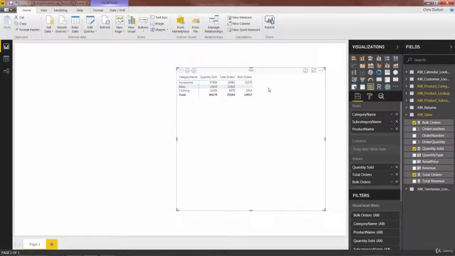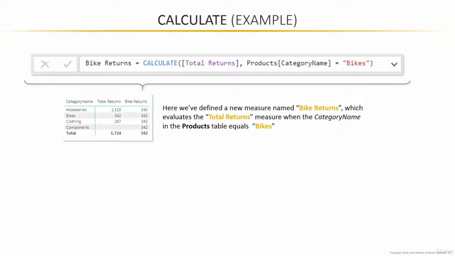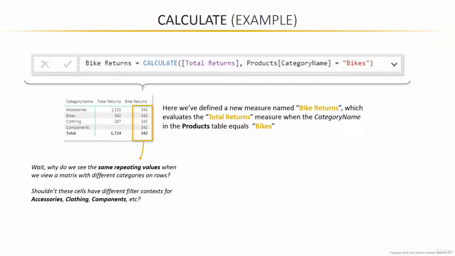calculate function. Now let's return back to the slides and drill in a little bit deeper into how this function's working. So let's look at a different example of calculate here. In this case, we've defined a new measure. We're calling it bike returns, which uses calculate to evaluate the total returns measure, but only when the category name from the product table is equal to bikes. And when you visualize this bike returns measure against your total returns, broken down by category names, you see something interesting taking place here, which is that you see the same repeating values in every single row for every single category name within that matrix.